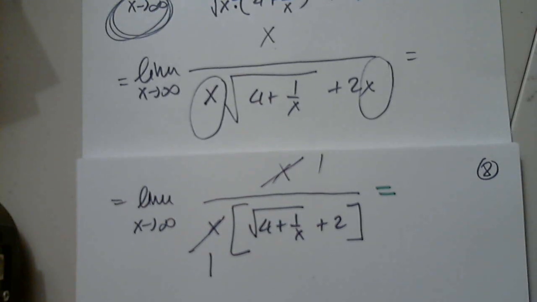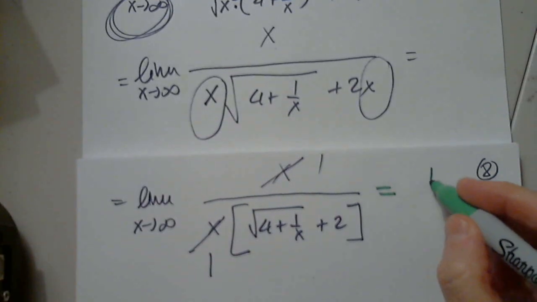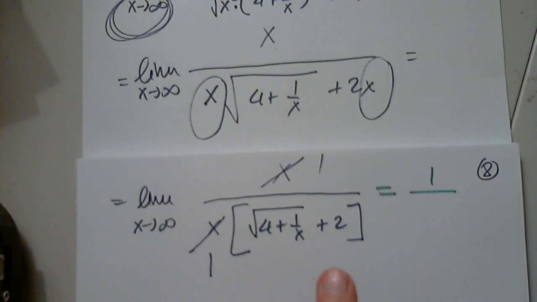In other words, the limit. What is the limit? Where is the top going and where is the denominator going? The top is just 1. Of course. And then over infinity, which would be 0, right? 1 over infinity is 0.